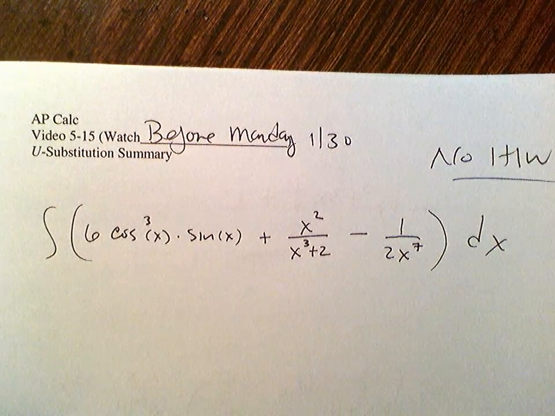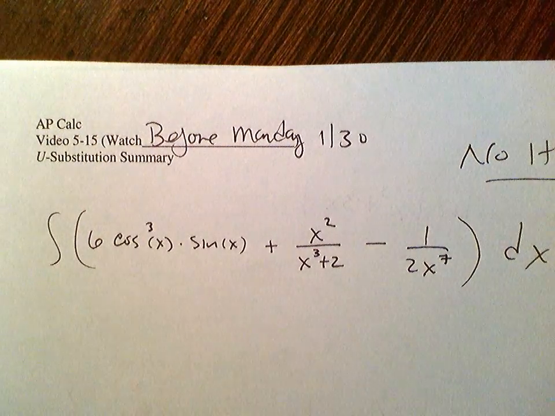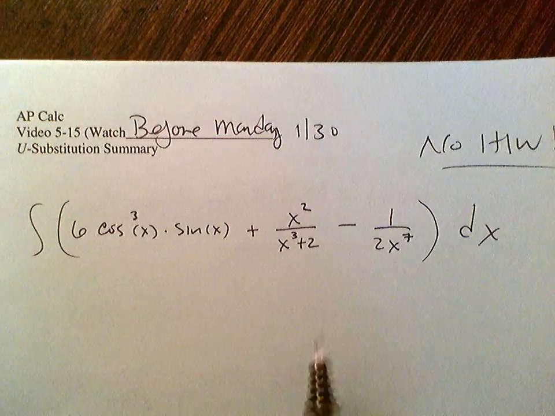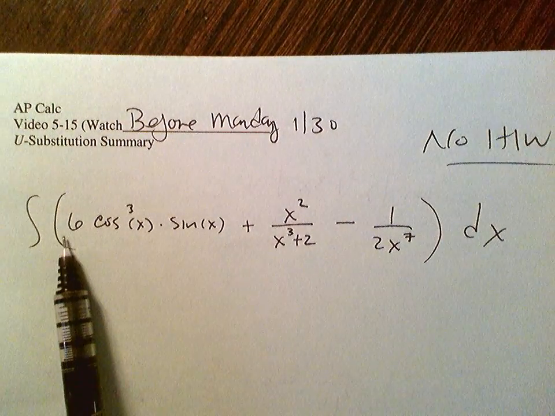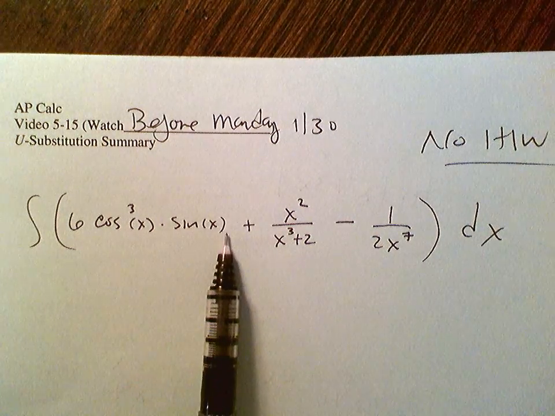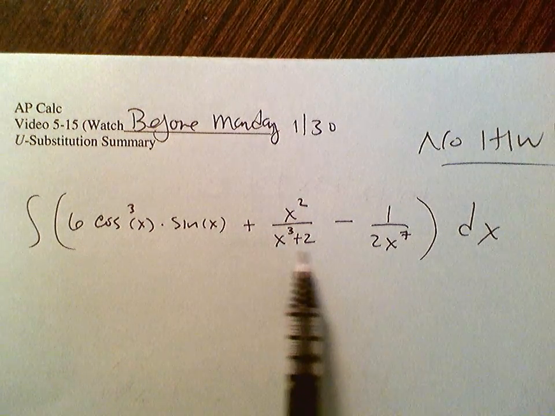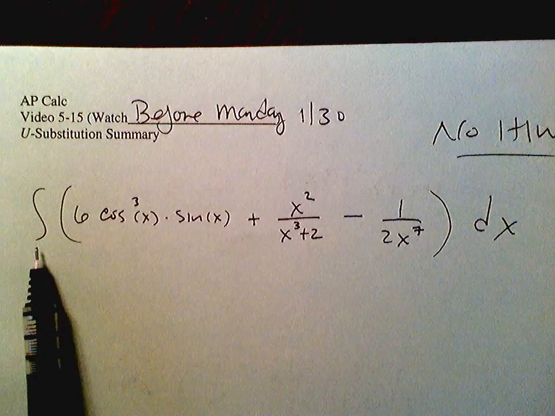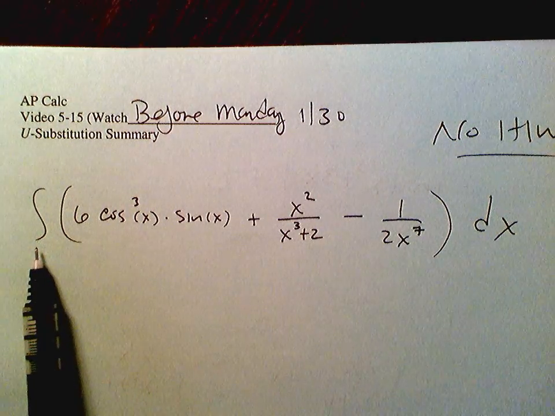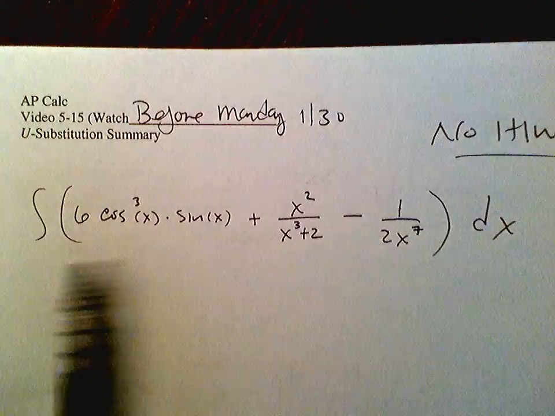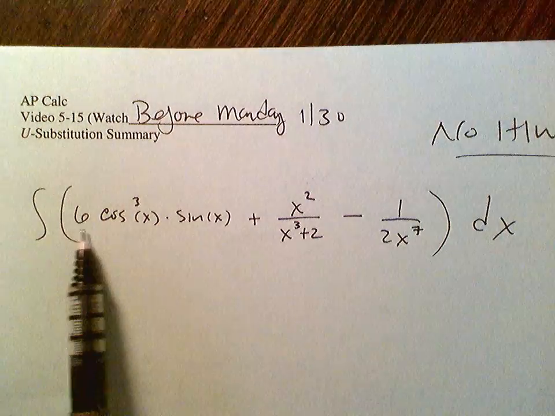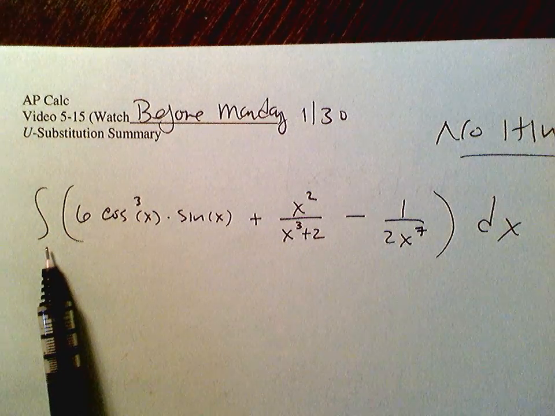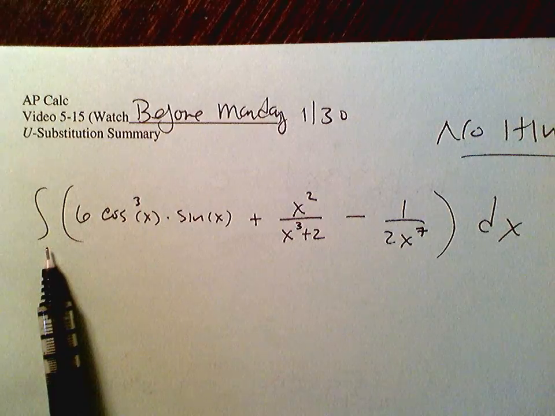And here we're just doing a little summary of U substitution. We're going to take the antiderivative of a very complicated function. Notice that there are three terms: this first term, plus this second term, minus this third term. And the way antiderivatives work, and integrals work the same way, is you can split it up. Taking the antiderivative of a sum is the same as the sum of the antiderivatives of each term.